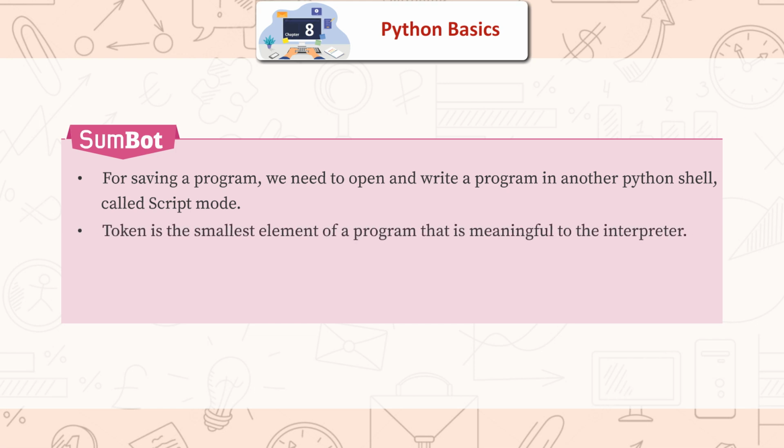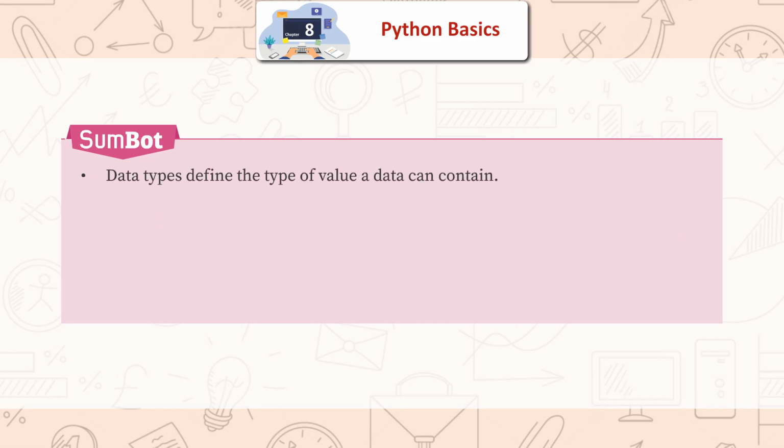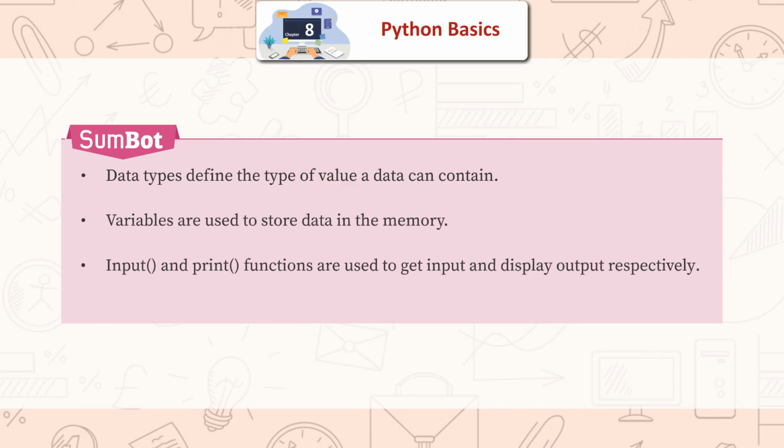Token is the smallest element of a program that is meaningful to the interpreter. Python is specific about program layout, especially lines and indentation. A Python program is made up of 1 or more physical lines. Each physical line may end with a comment. Data types define the type of value a data can contain. Variables are used to store data in the memory. Input and print functions are used to get input and display output respectively.